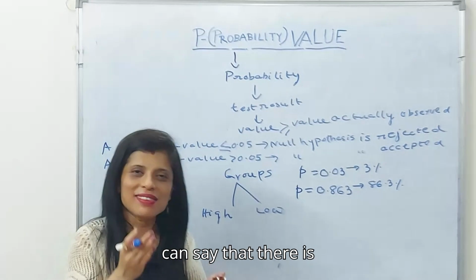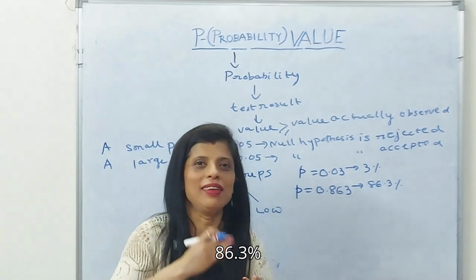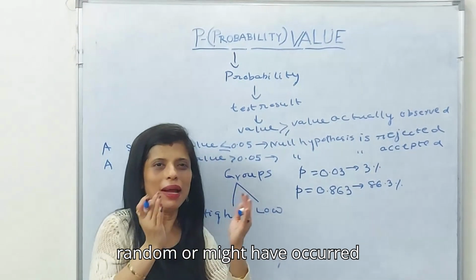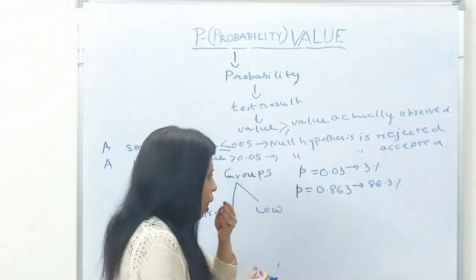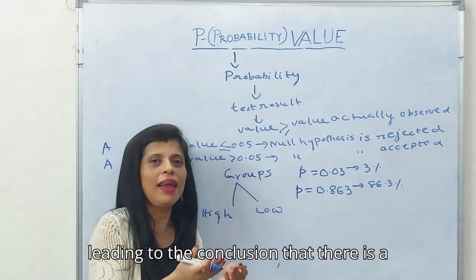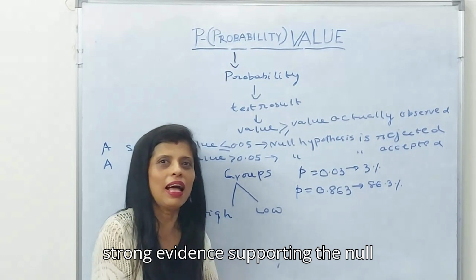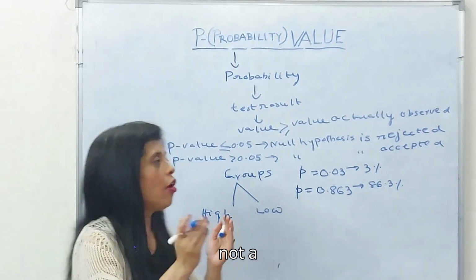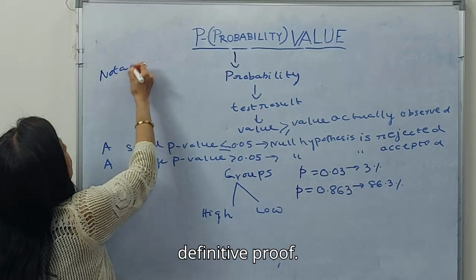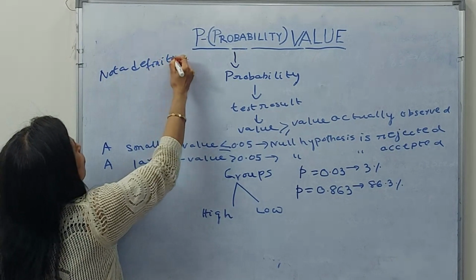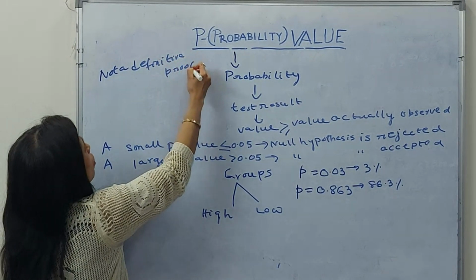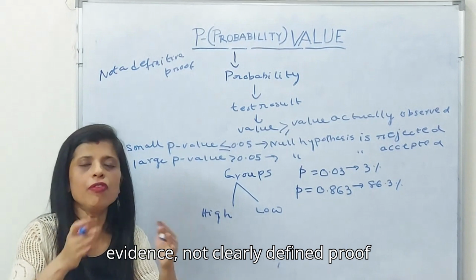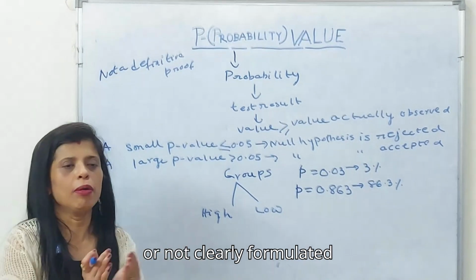In other words, we can say that there is an 86.3% chance that the result is random or might have occurred by chance, leading to the conclusion that there is strong evidence supporting the null hypothesis. That means p-value is just a piece of evidence, not a definitive proof.